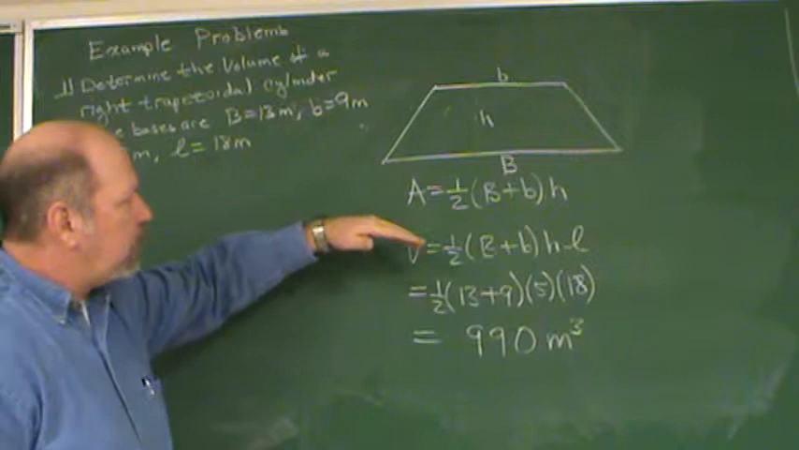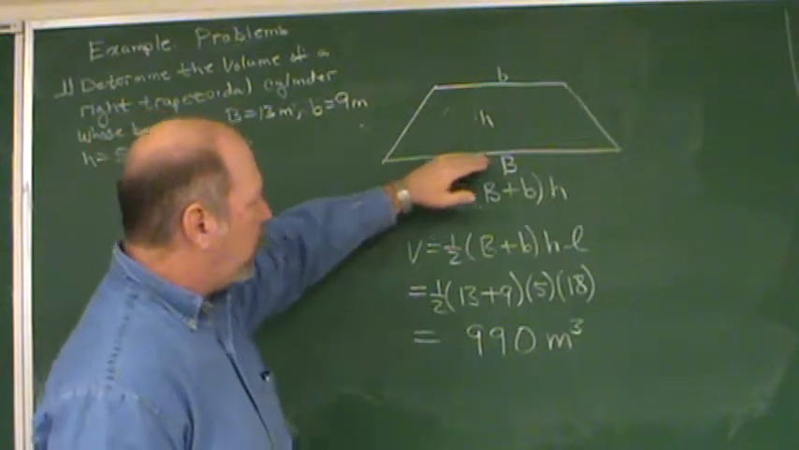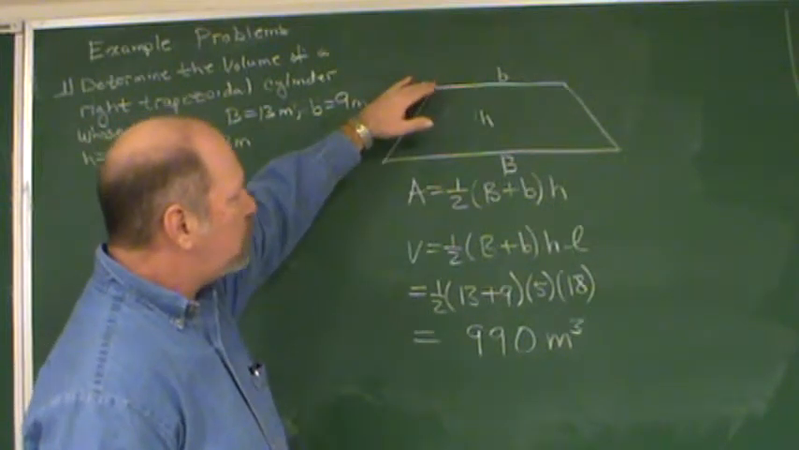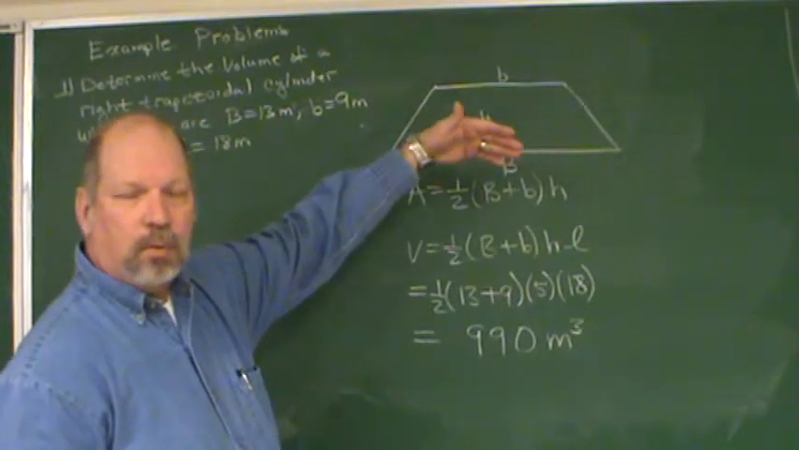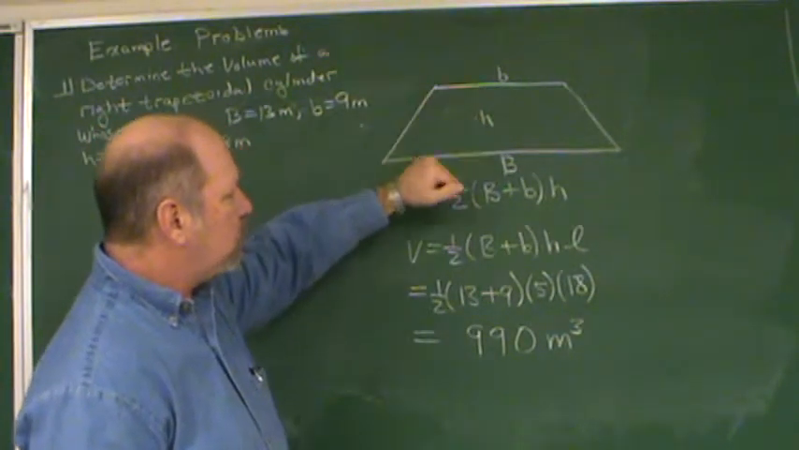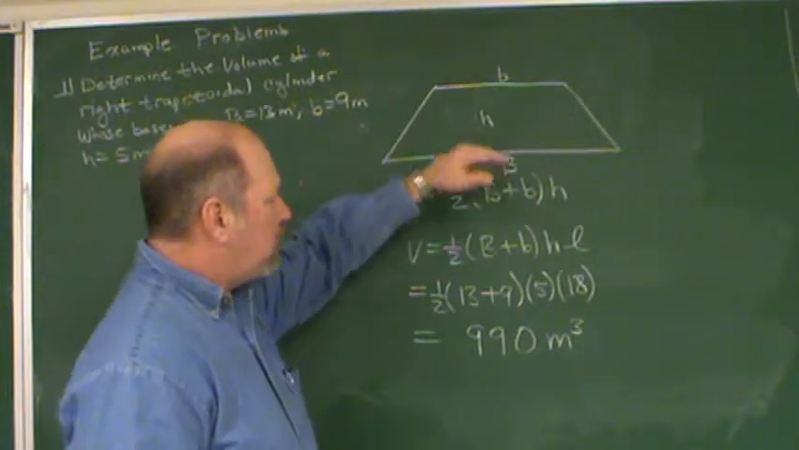So a trapezoid is basically a figure that looks something like this. We call the big base or the longer base capital B. We call the smaller base small b. And then the height is going to be from base 1 to base 2. And sometimes you'll call these base 1, base 2.